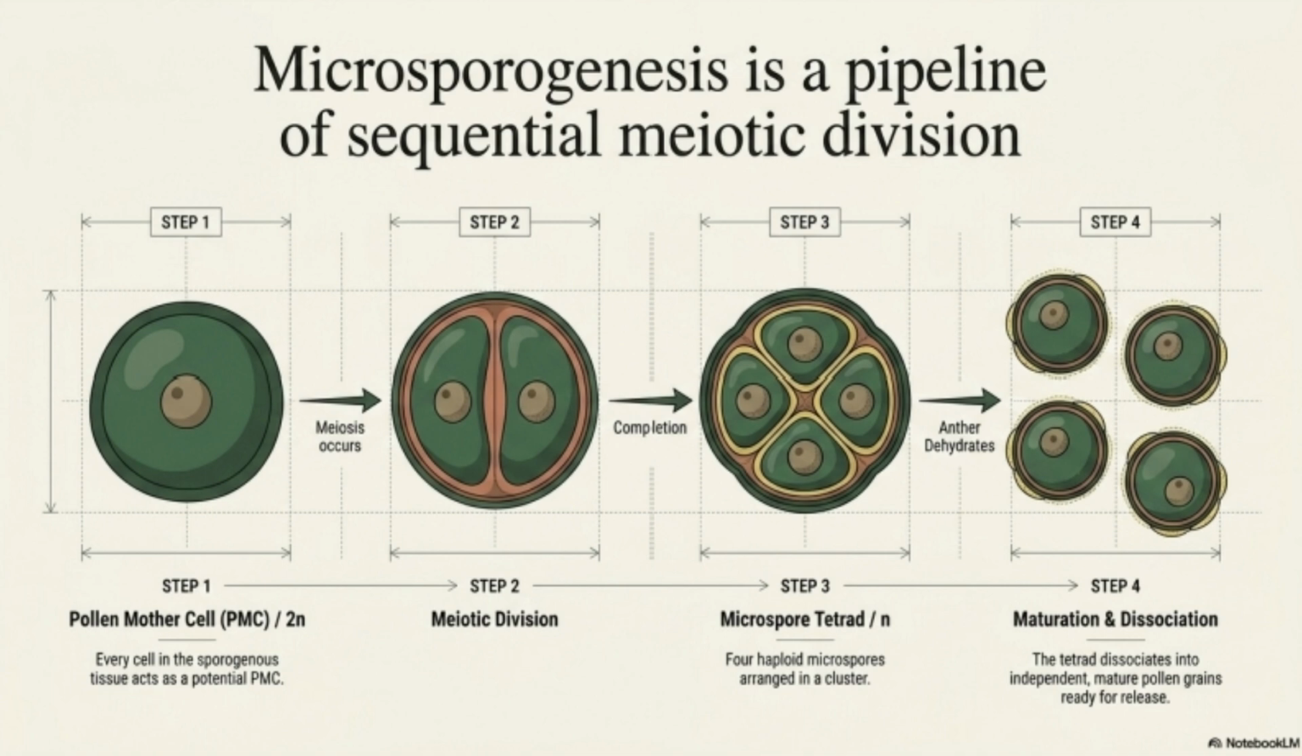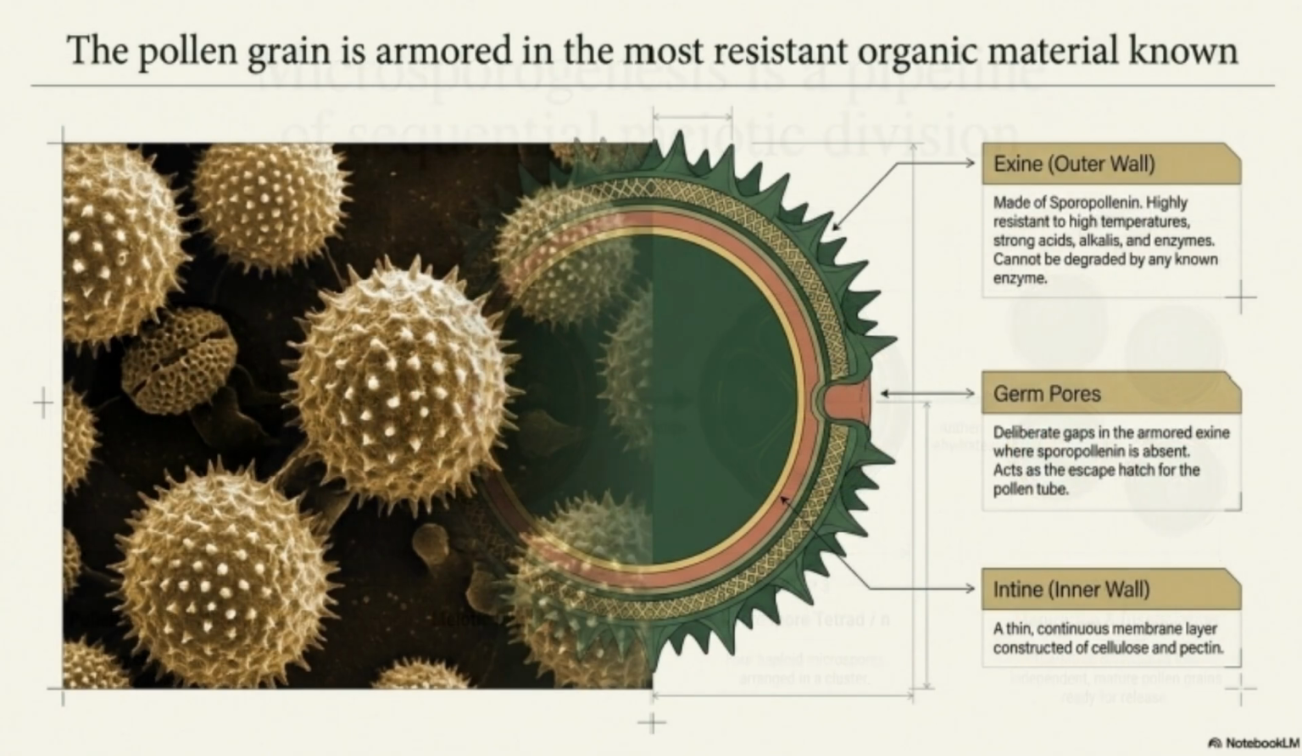This brings us to microsporogenesis, the literal pipeline of pollen production. It starts at step 1, where every single cell in that sporogenous tissue acts as a potential pollen mother cell, holding a diploid 2N set of chromosomes. In step 2, meiotic division occurs, halving the genetic material. By step 3, we get a microspore tetrad, a cluster of 4 haploid N cells. Finally, in step 4, as the anther dehydrates, the tetrad dissociates, freeing independent, mature pollen grains ready for active transport.